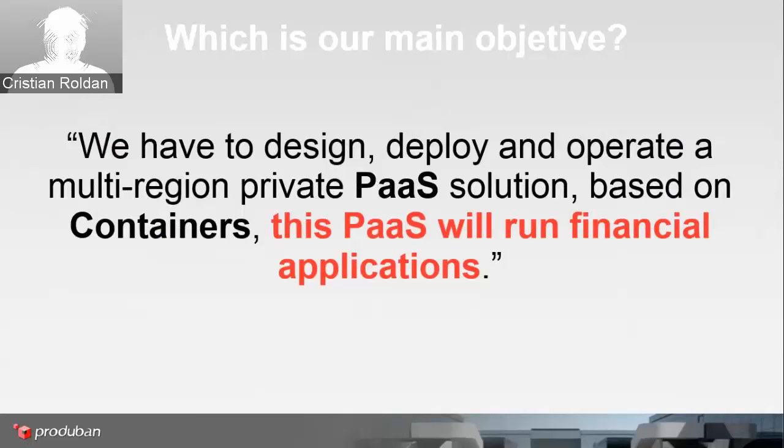We selected OpenShift Enterprise version 3.1 for this PaaS environment. We started to work with OpenShift version 2. We were working with that version for 2 years, more or less. And we started with containers 2 years ago. And we decided to migrate to OpenShift version 3.1 more or less 1 year ago. Okay. Let's go to the next slide.